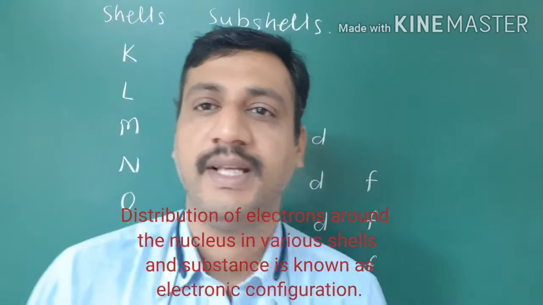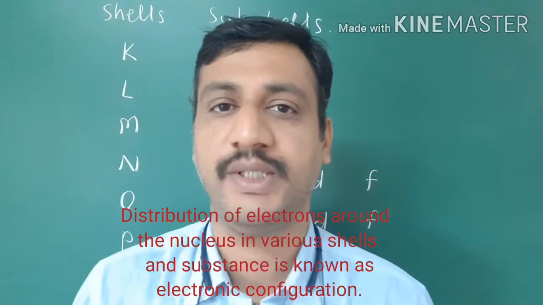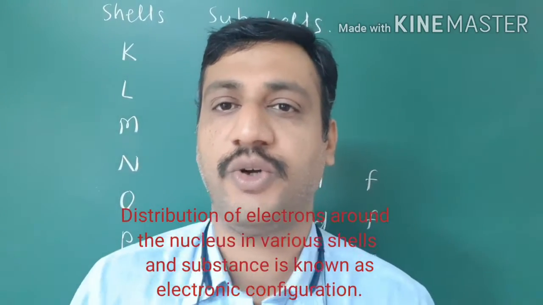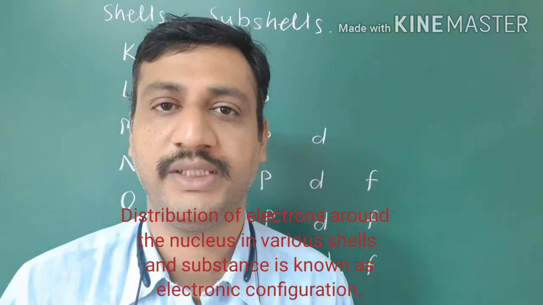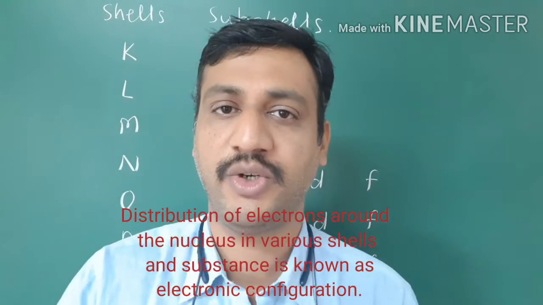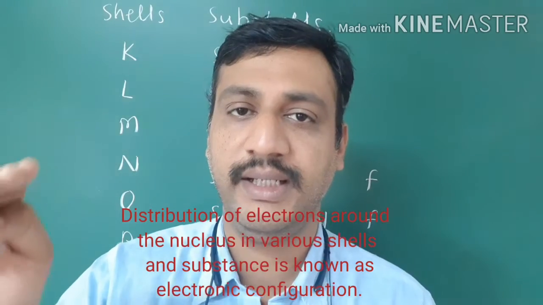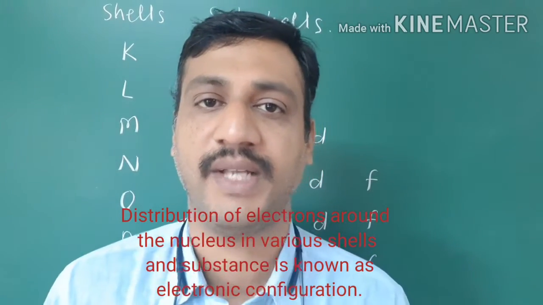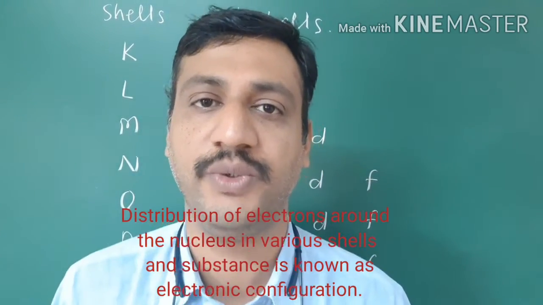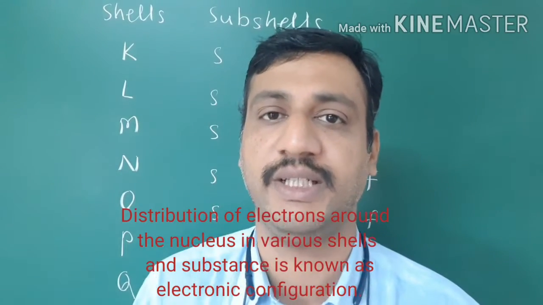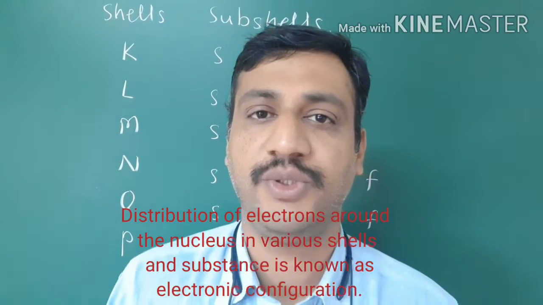Hi everybody. In this video we are going to discuss how to draw electronic configuration. Electronic configuration means distribution of electrons around the nucleus in different shells and subshells. How the electrons get distributed around the nucleus, that's the electronic configuration. So some basics we should know.